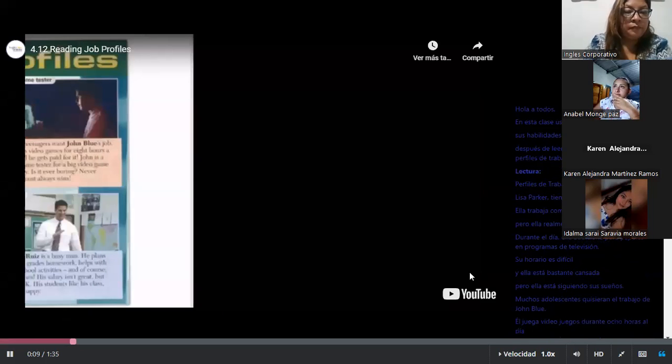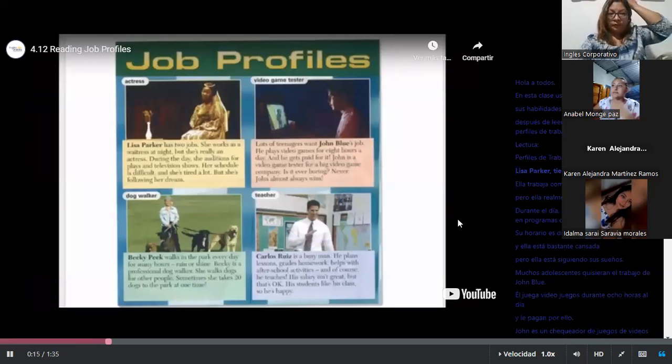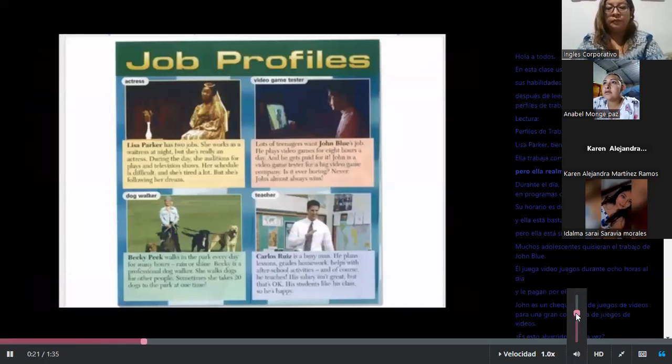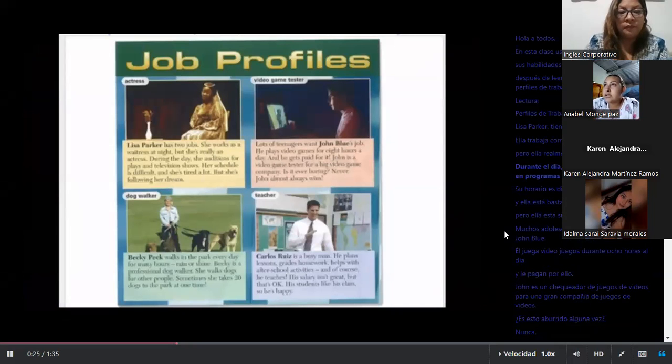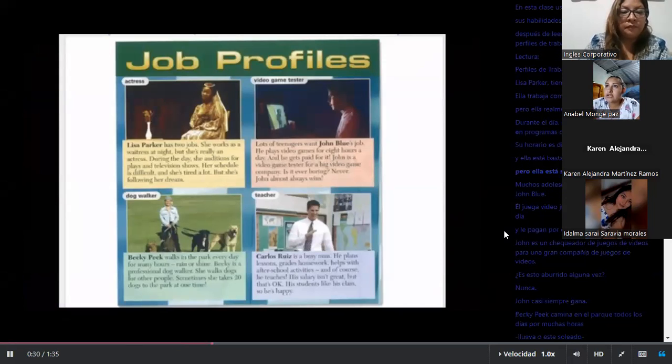Reading. Job profiles. Lisa Parker has two jobs. She works as a waitress at night, but she's really an actress. During the day, she auditions for plays and television shows. Her schedule is difficult, and she's tired a lot, but she's following her dream.